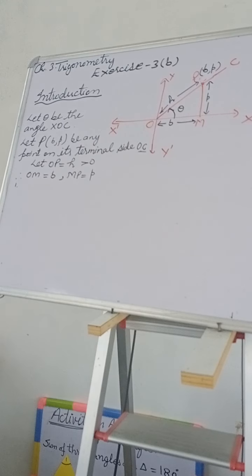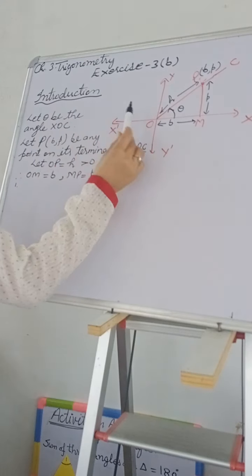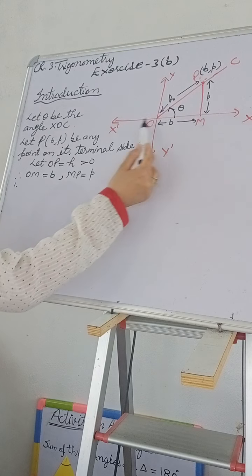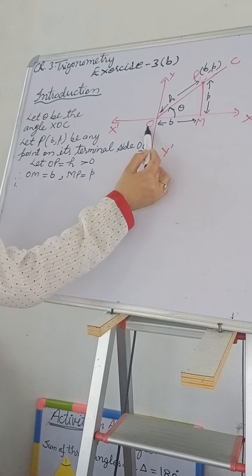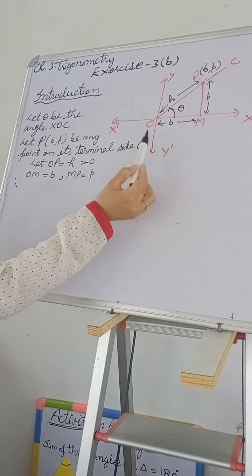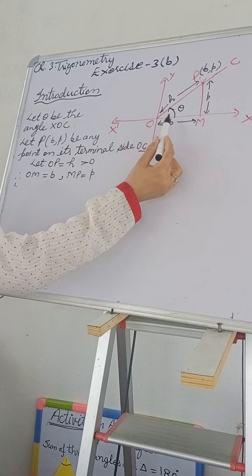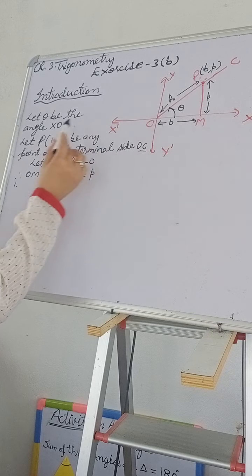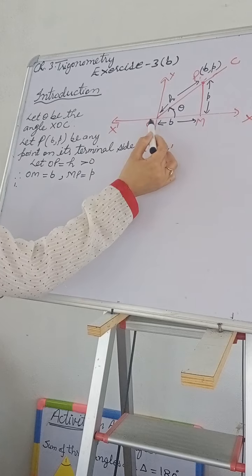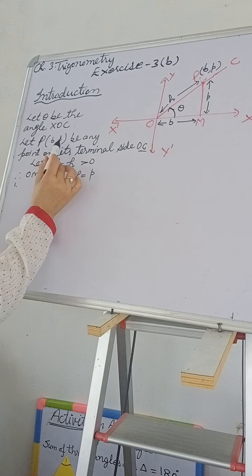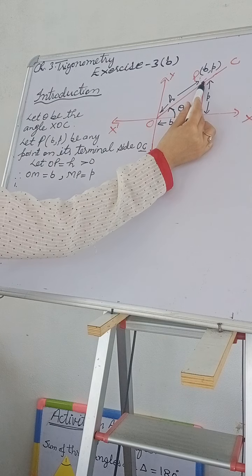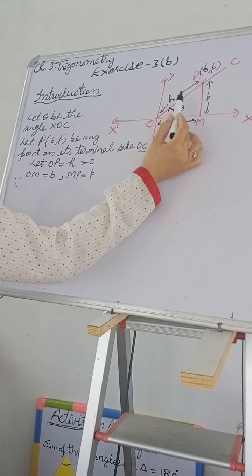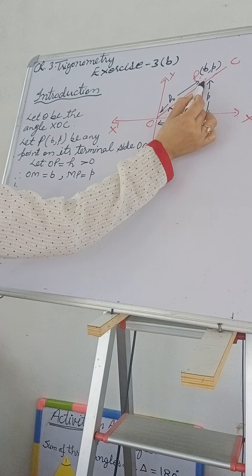Hello friends, before we do exercise 3b, we will go over some basic concepts. Here I have considered two perpendicular lines XOX' and YOY'. Let theta be the angle XOC. Let P be any point on the terminal side OC.